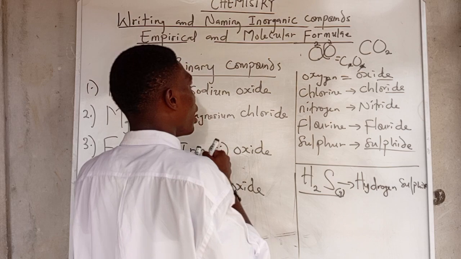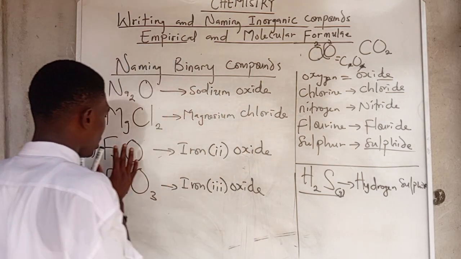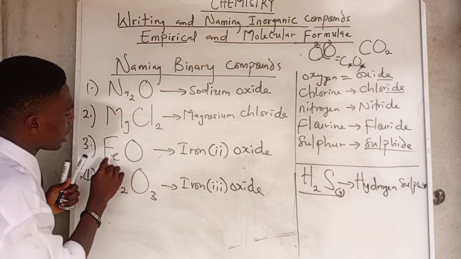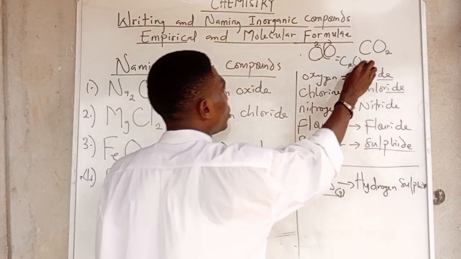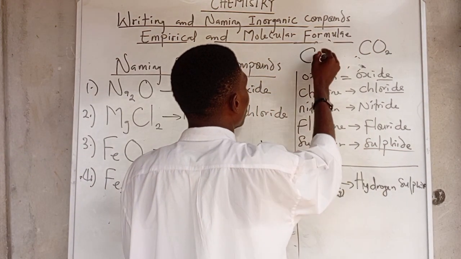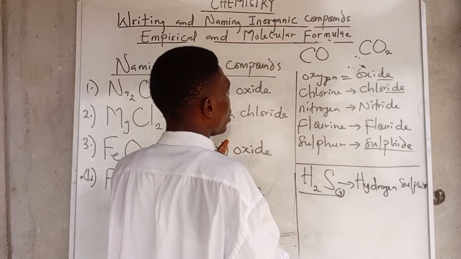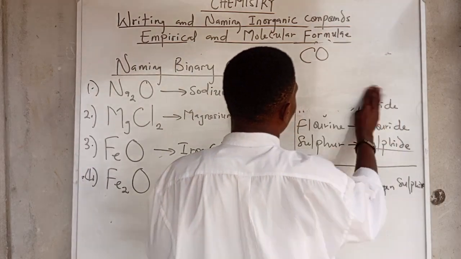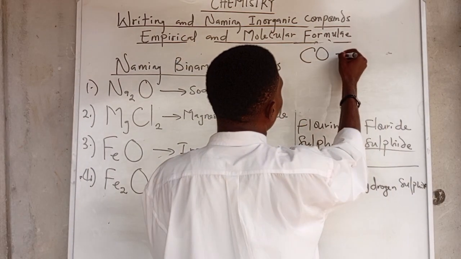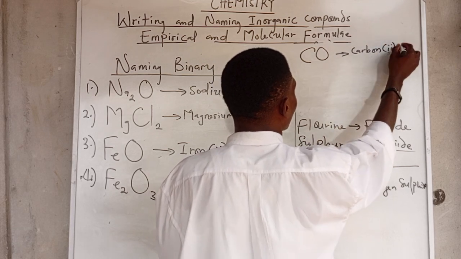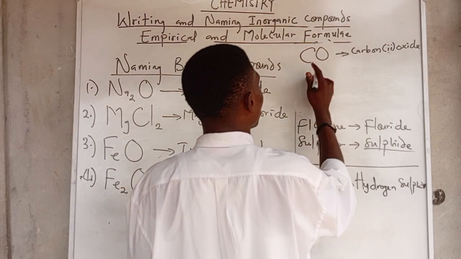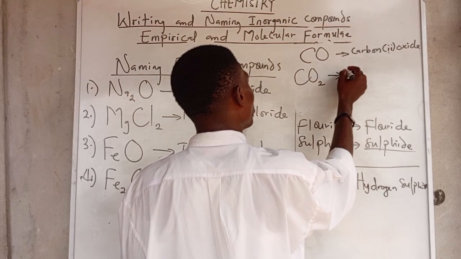So anytime oxygen is combining with any element and there is no subscript, you know that the valency of that is what? 2. And so it means that if I'm looking at CO, it will be what? Okay, if I'm looking at CO, it's going to be what? Carbon. Okay, carbon what? 2. Carbon 2 oxide.